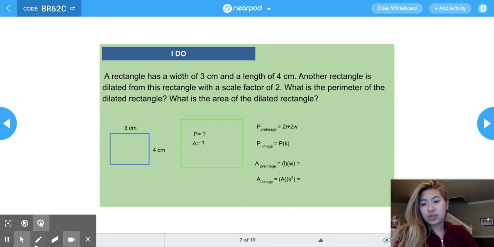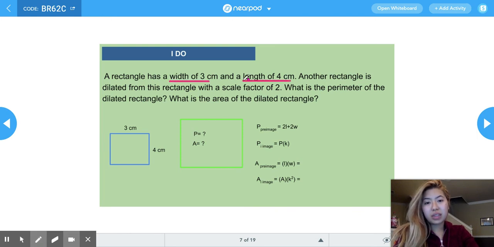For this DOL, it reads, a rectangle has a width of 3 centimeters and a length of 4 centimeters. Another rectangle is dilated from this rectangle with the scale factor of 2. So as you can see, the scale factor of 2 enlarges the image or makes the image bigger. We have to figure out what is the perimeter of the dilated rectangle and then what is the area of the dilated rectangle.